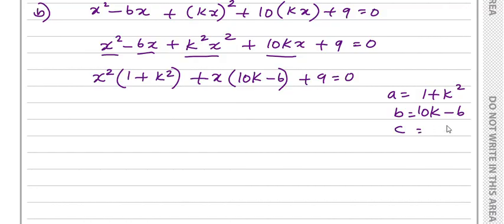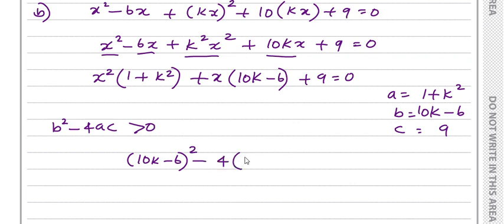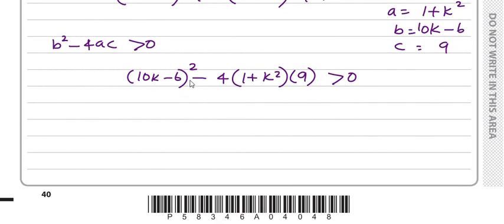And c is equal to 9. So if I write b squared minus 4ac should be greater than 0, and replace them, b squared will be equal to (10k minus 6) squared, minus 4 times (1 plus k squared) times c, which is 9, should be greater than 0. So this is leading to another quadratic now. That's fine. We can solve for k from here.